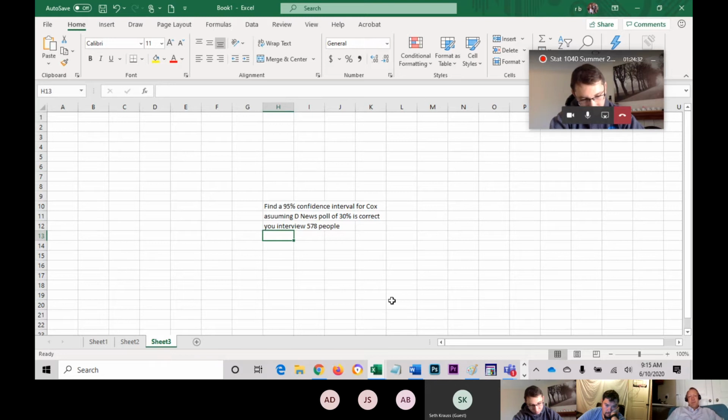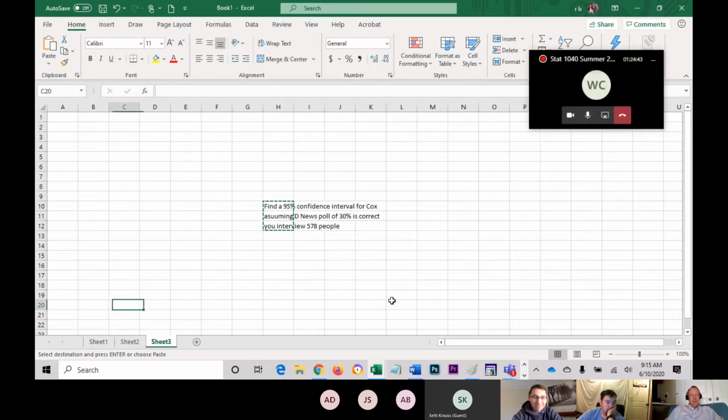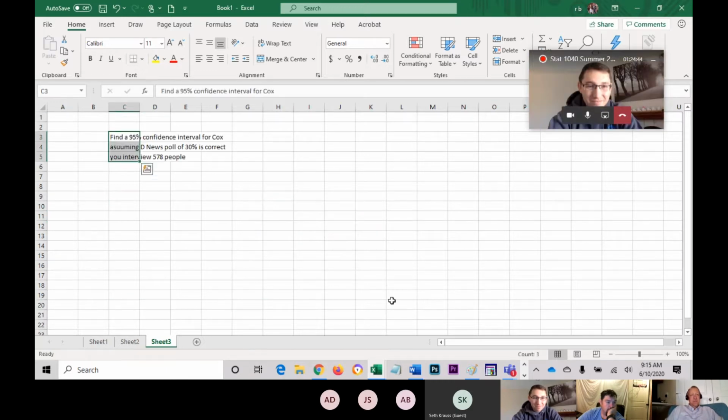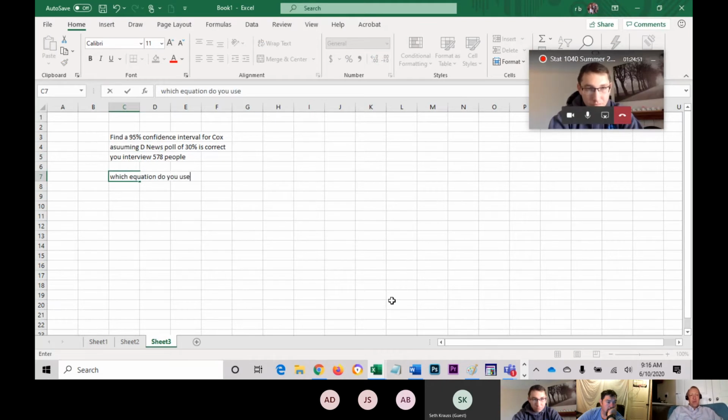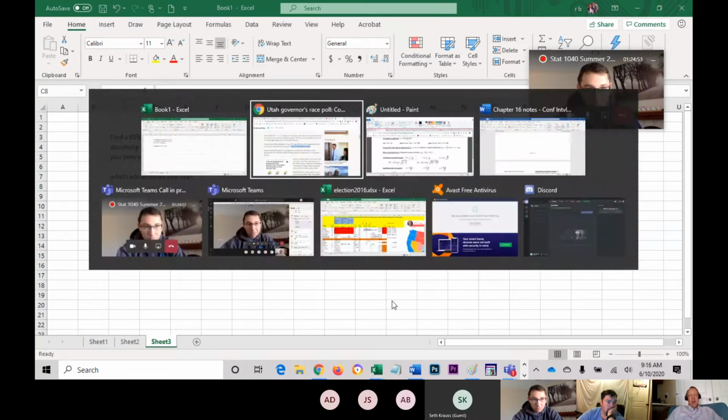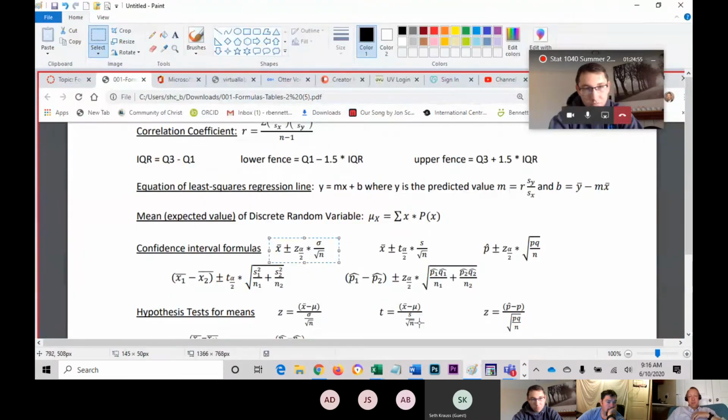I just made those numbers up. Okay, so the first question I have is, which equation do you use? I'm going to go back to my formula sheet here.